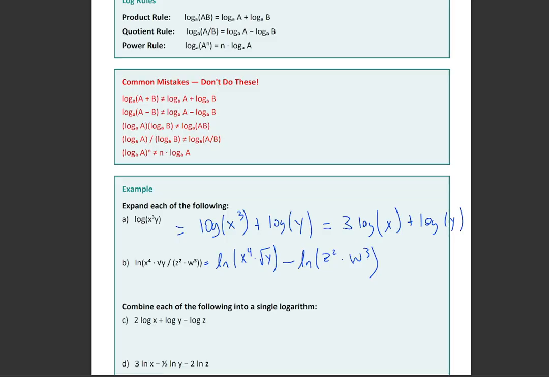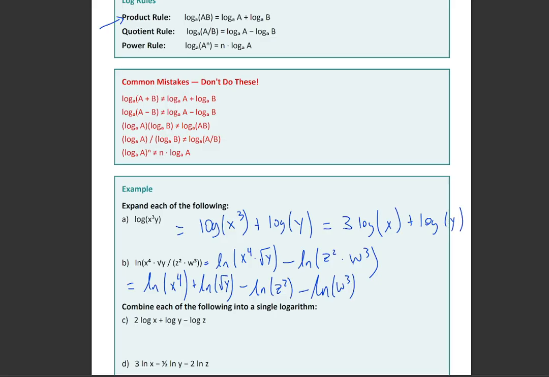Now, you can do these in one step. If you see all the rules and want to expand them all in one step, be my guest. But that is not our goal right now. So the next step would be to break up our multiplication ones using our product rule. So we have ln of x to the 4 plus ln of root y minus ln of z squared. Now, here's the important part. Minus ln of w cubed. See, I need to take that negative and distribute it. Basically, ln of z squared plus ln of w cubed makes up that whole right-hand side. But if we're going to subtract that whole term, we've got to make sure that negative gets distributed.